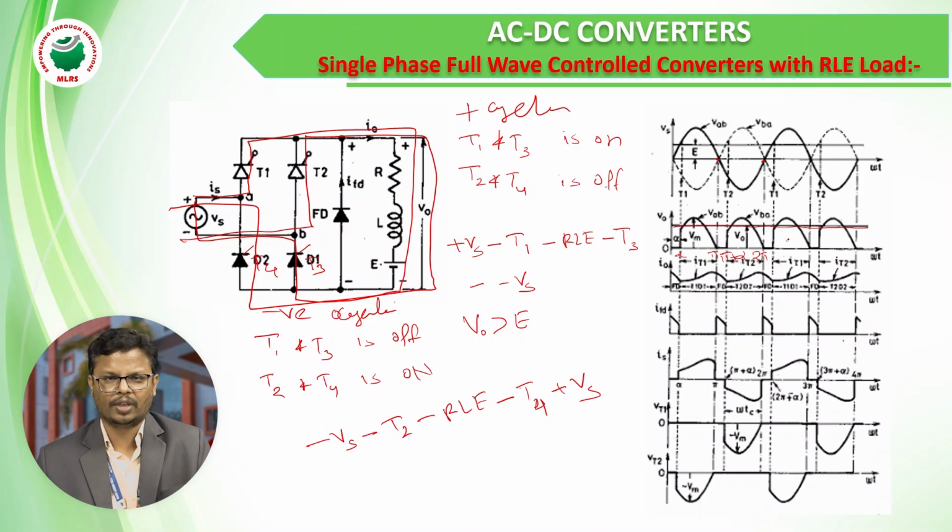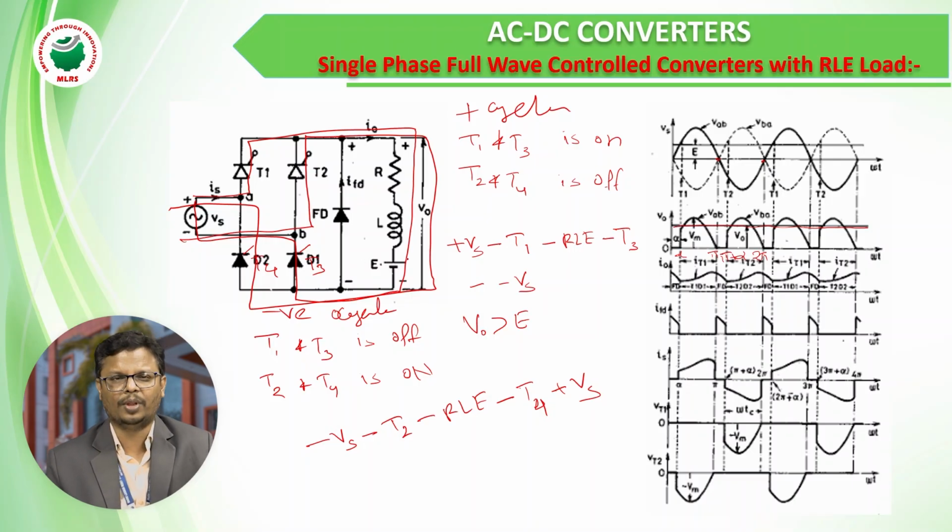Here you will have a usual doubt: sir, we have an inductor, and the inductor will store energy. When the supply voltage becomes 0, the inductor acts as a source and drives the current in the load, so we should get the extinction angle beta. But here we have a freewheeling diode.